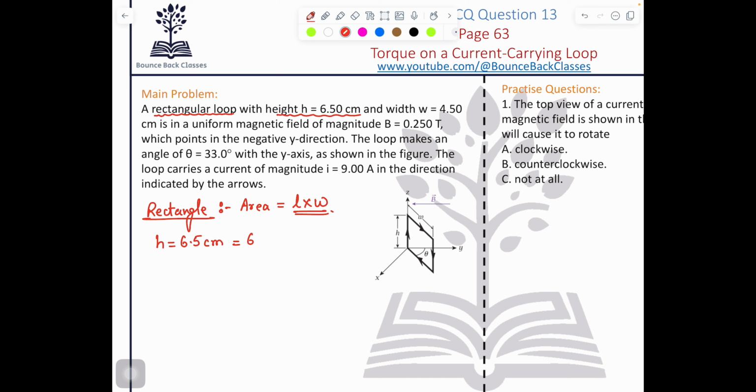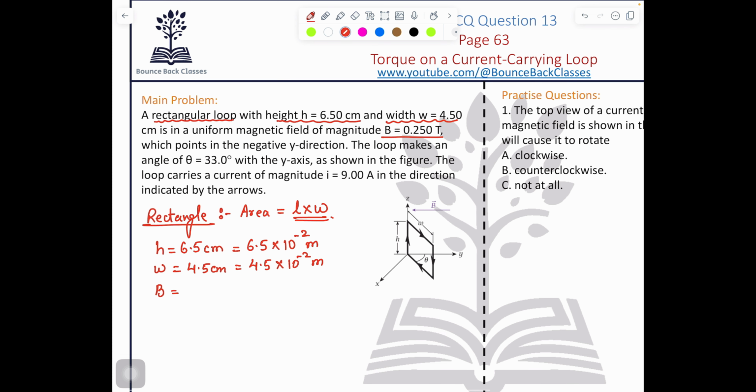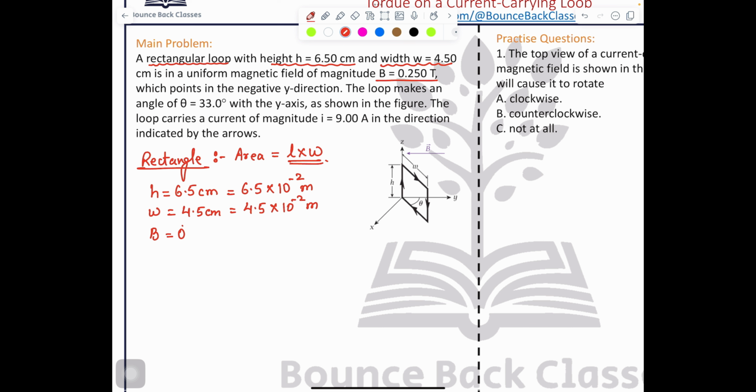Convert this to 6.5 times 10 raised to power negative 2 meter. Width W is given as 4.5 centimeter, which is equal to 4.5 times 10 raised to power negative 2 meter. In a uniform magnetic field, B is given as 0.250 Tesla. No need to change, which points in the negative y direction.